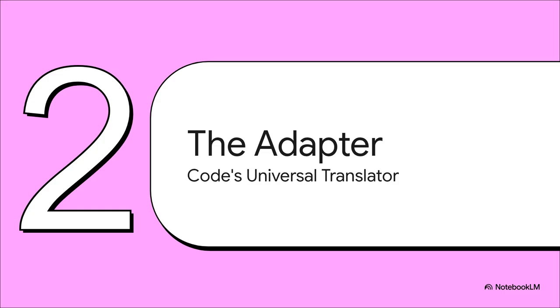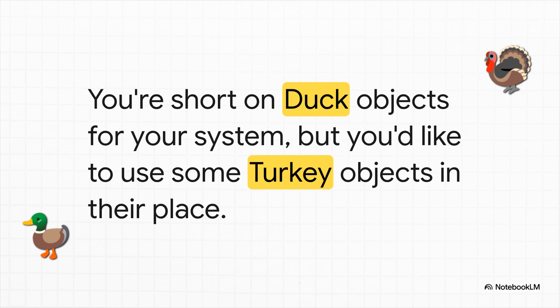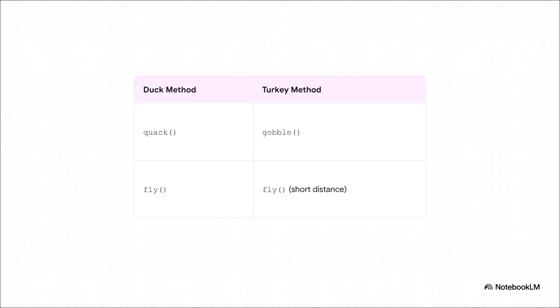And we're going to see how this works using a really fantastic and slightly feathered example from the classic Head First Design Patterns book. So imagine this. Your whole application is built to work with duck objects. It knows all about ducks. But today, you've run out of ducks. All you have are these new turkey objects. Now, you want to use these turkeys in your system just like they were ducks, but they're not. They're turkeys. And here's where it all breaks down.